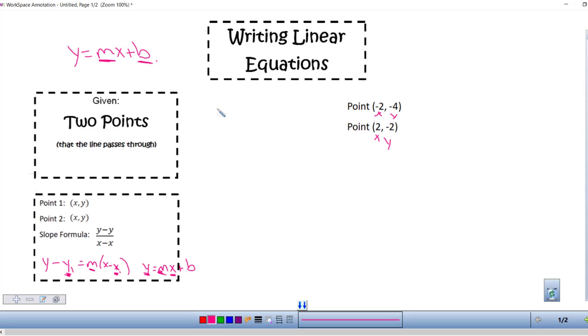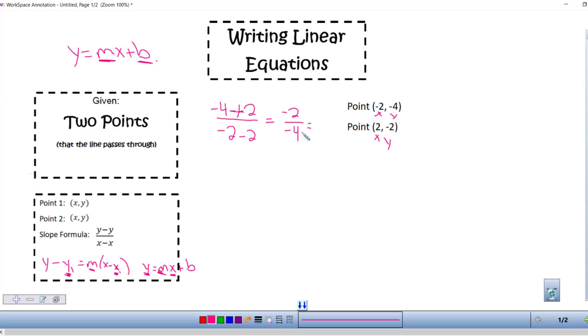So I'm going to do y minus y. I have -4 minus -2. I took my y values and I subtract them. And on the bottom, we're going to do x minus x, -2 minus 2. When I have minus and negative, that turns into a plus. So on the top, I get -2, and on the bottom, I get -4.